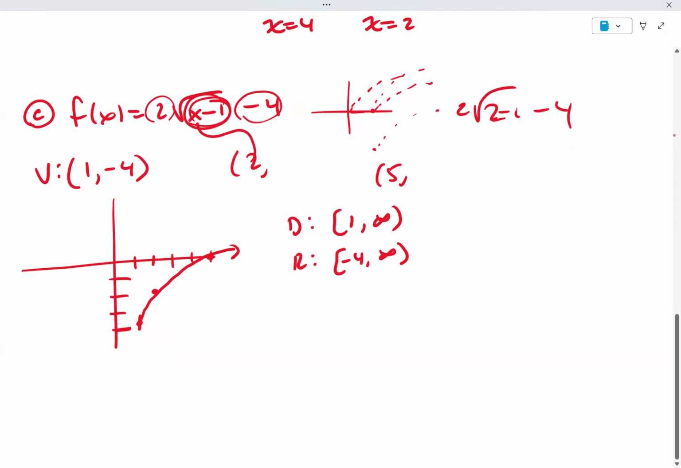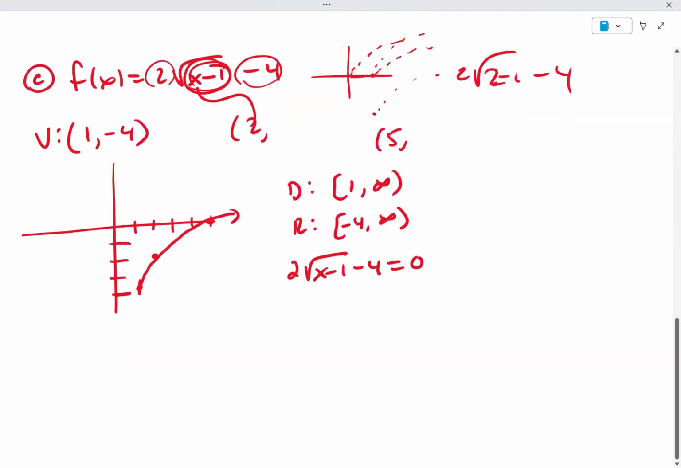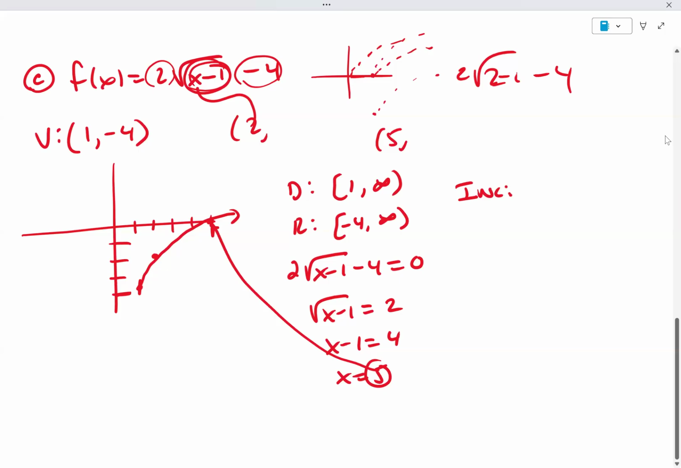The zeros of the function, just some good old-fashioned algebra here. I'm just going to add 4 and then divide by 2 to get 2. But I'm going to undo that square root by squaring both sides. And boom, right there is my x-intercept. This function is only ever increasing, and it increases from when x is 1 to infinity. We do have a minimum value here. We have the lowest y value achieved over here, which is negative 4.